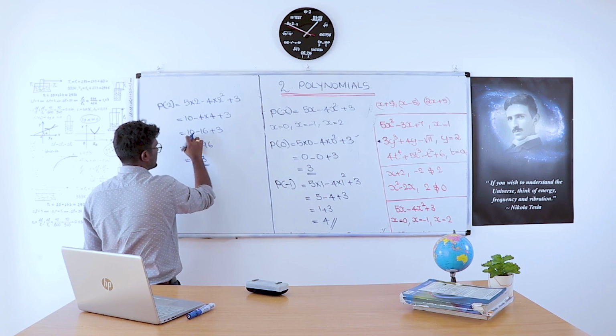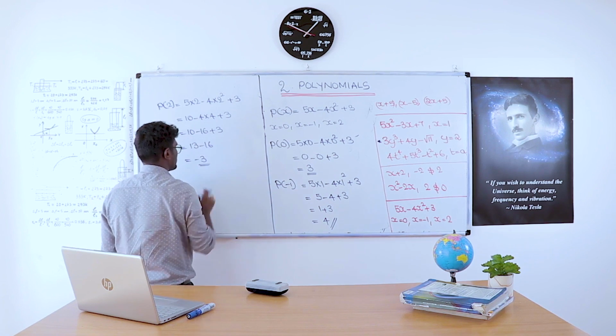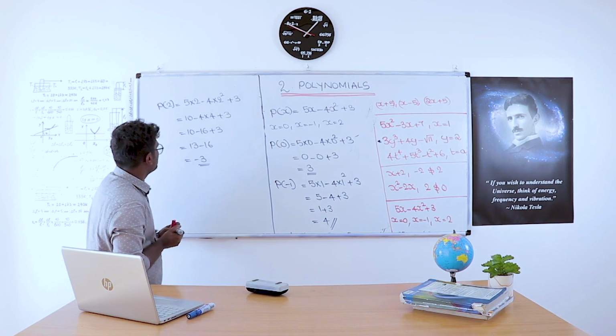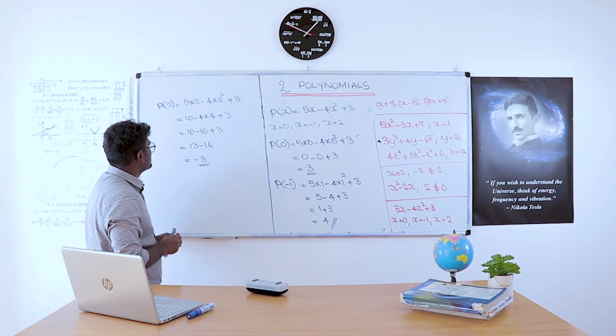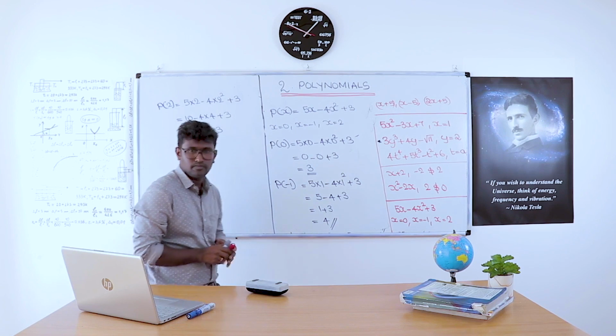How will you get 13? 10 plus 3 is 13, then minus 16. That is minus 3. So this is the answer for that question.